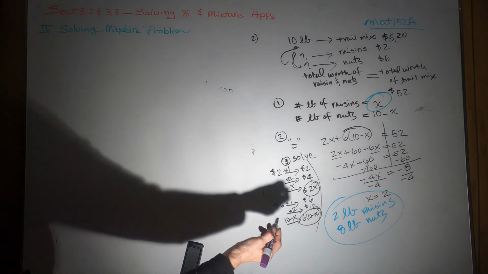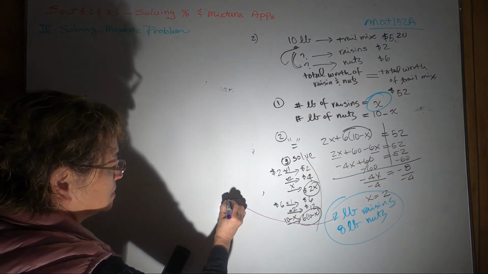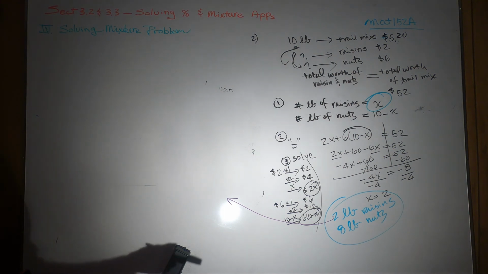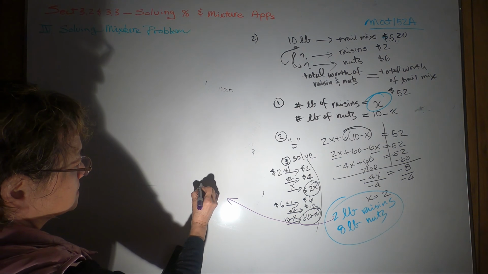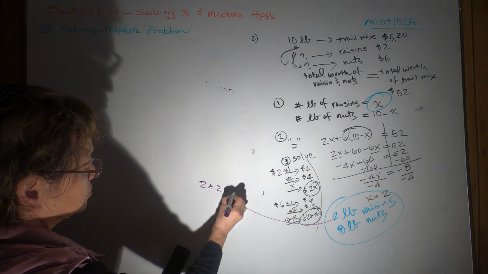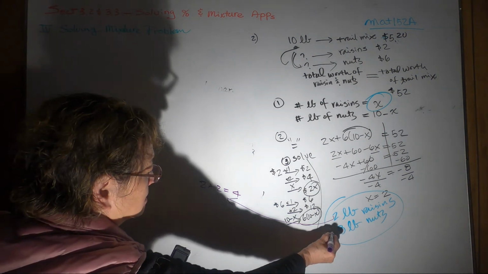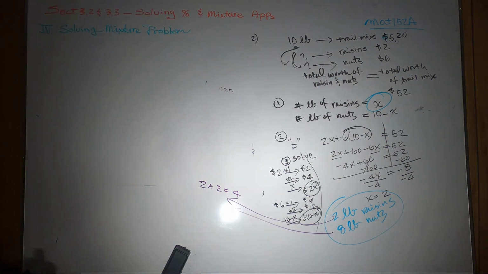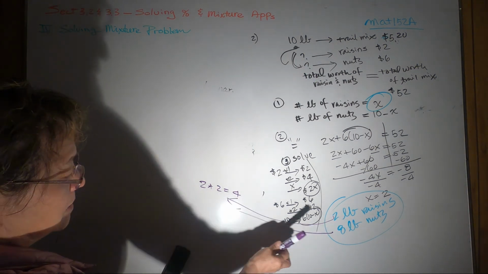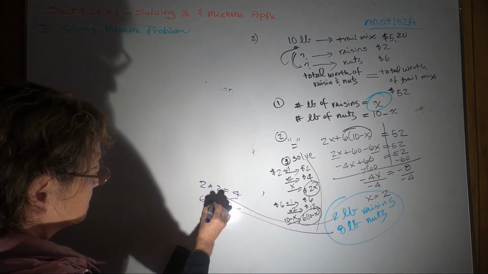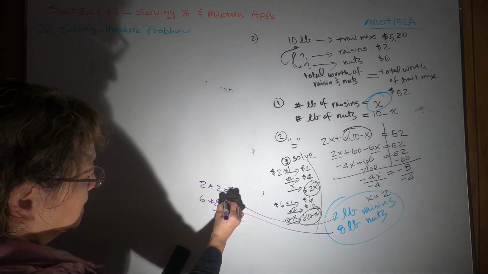Okay, so 2 pounds of raisins, how much would it cost you? How many pounds do you have? Right? $2 per pound, 2 pounds. So for raisins it would be $4, right? Then how about for nuts? Each pound of nuts is $6. A pound would be what? $6 times 8, that would be $48, right?